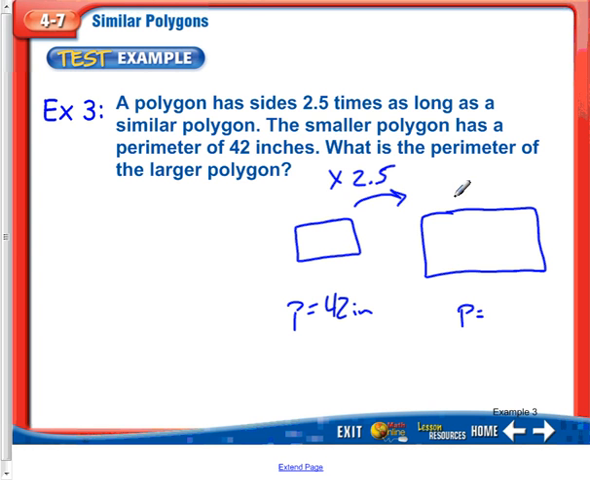Well, if the side length is going from, if this was 1, this one would be 2.5. So we need to multiply by 2.5. So we take our 42 and we multiply by 2.5. Well, 42 times 2 is 84. And then 0.5, half of 42 is 21. So I'm going to get 105. So the perimeter of the larger polygon is going to be 105 inches because of the scale factor of 2.5 being multiplied to get from the smaller polygon to the larger polygon.